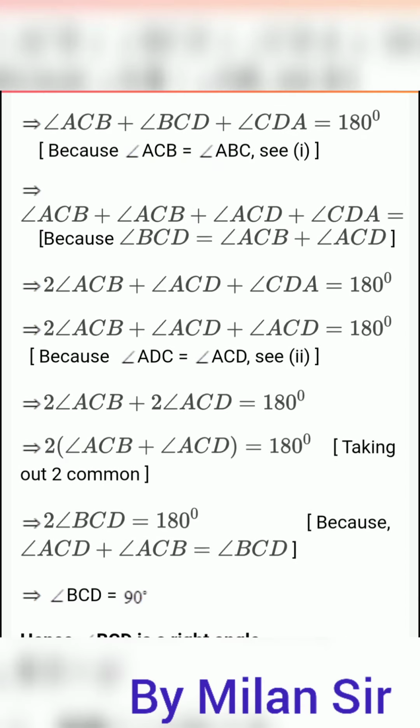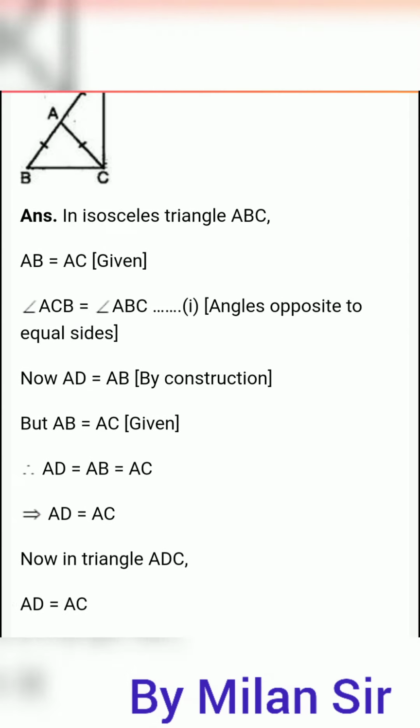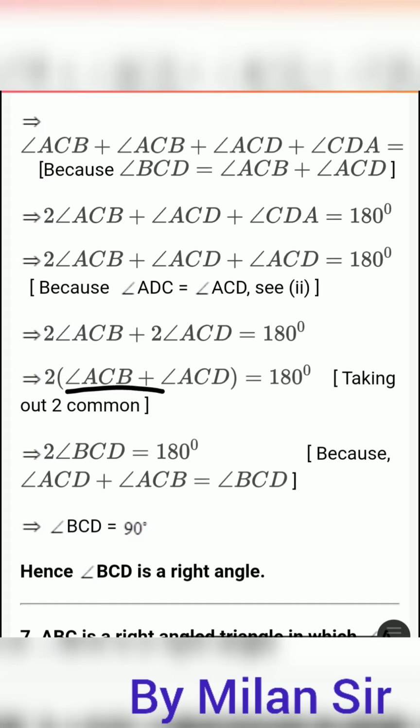Now ACD plus ACD is 2 times ACD. So finally we have 2 times angle ACB plus 2 times angle ACD. Now 2 is common, so in brackets ACB plus ACD. That means if we add these two angles, it means the full angle BCD, right? The addition of these two parts ACB and ACD gives the full angle BCD. So 2 times angle BCD is equal to 180 degrees.